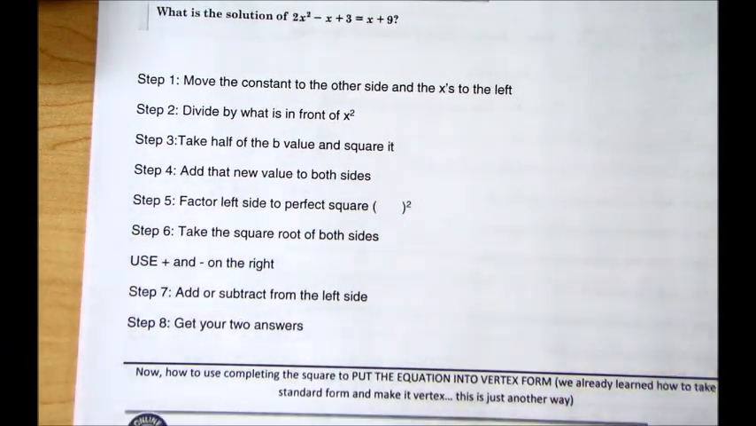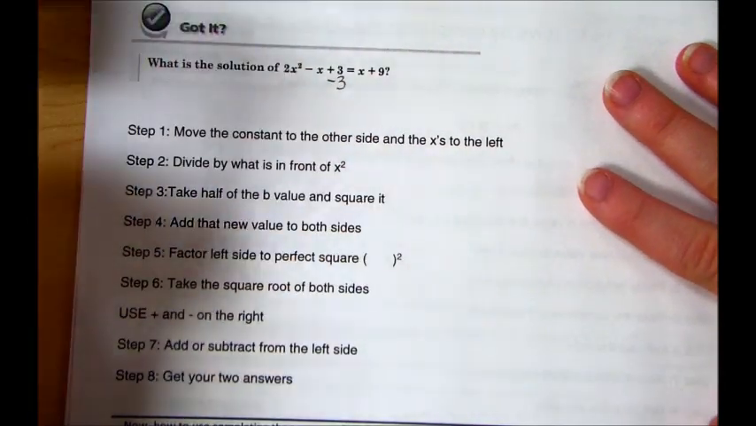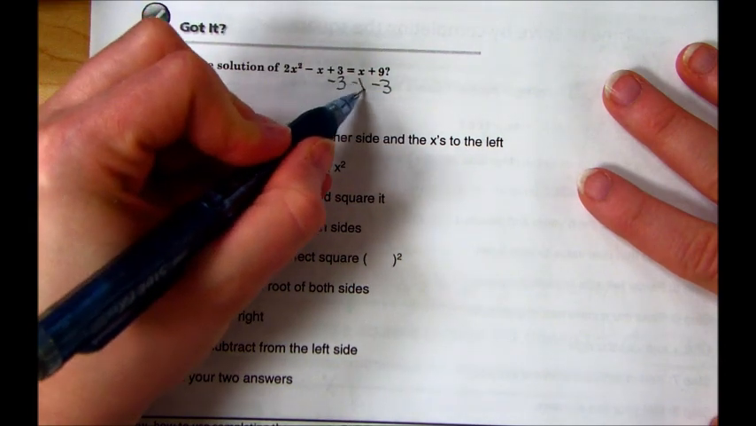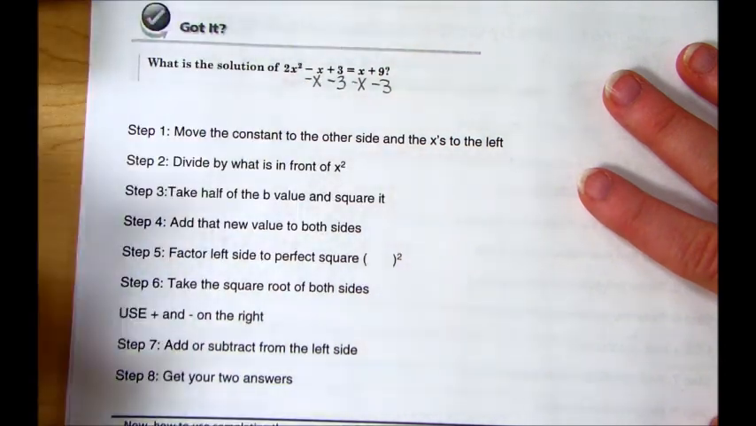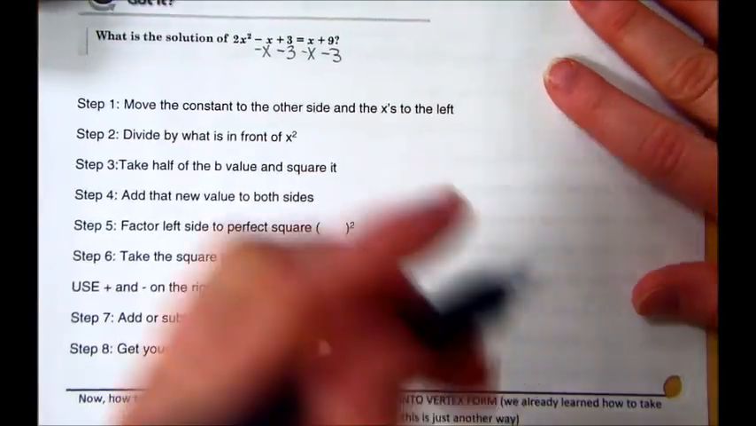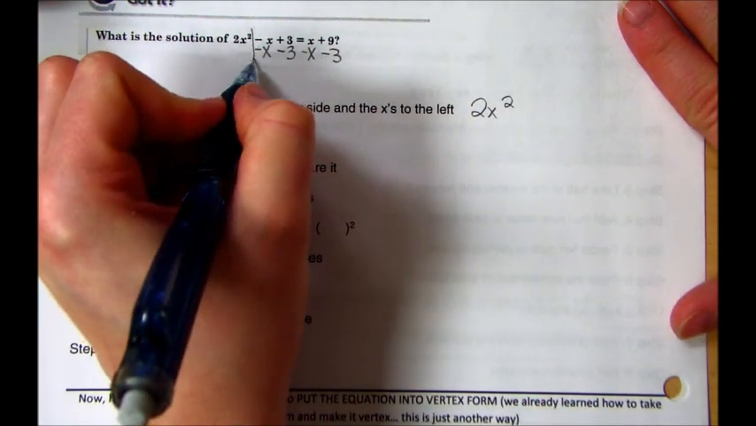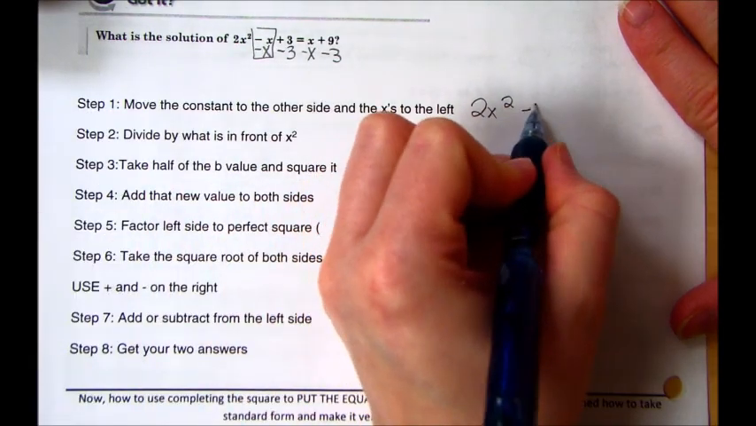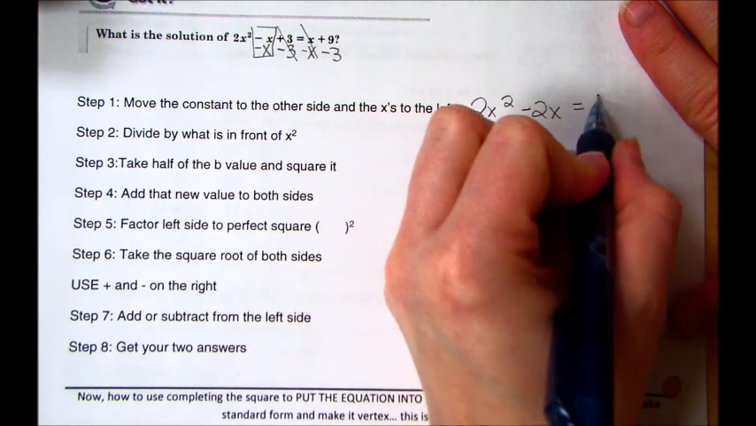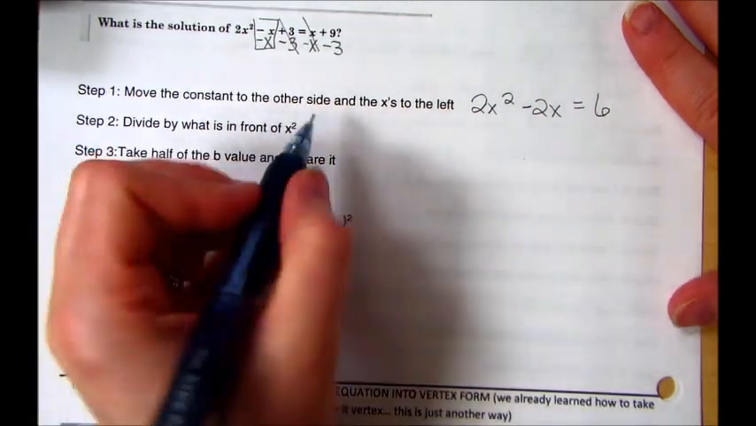So we're going to move the constants to the right, the x's to the left. So I see this 3 has to become a minus 3 because it's on the wrong side. And this x is on the wrong side. We have to subtract it to the other side. Let's write what we're going to have after we move stuff to the appropriate sides. The 2x squared is still 2x squared. Those become minus 2x. Those cancel, equals 6.